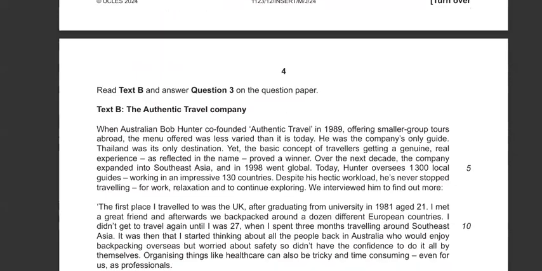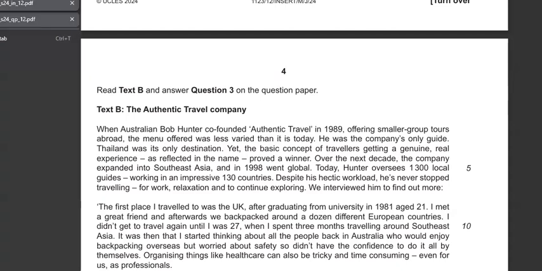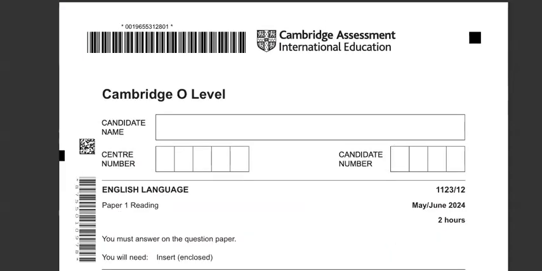Text B is in alignment with your Section B, where you have to attempt two parts of Question 3. Part A is a summary writing question, and Part B is a short response question. The second document which will be given to you is the question paper, which will appear like this.